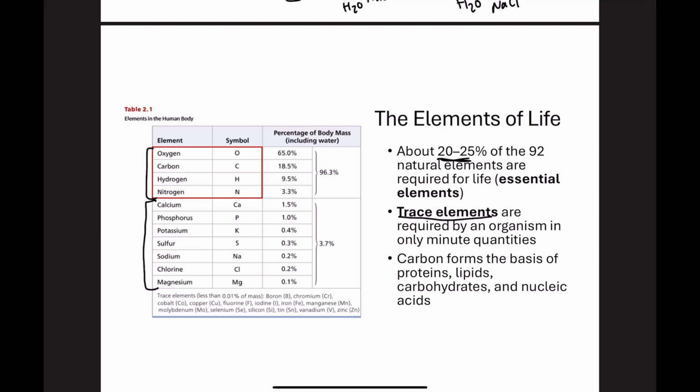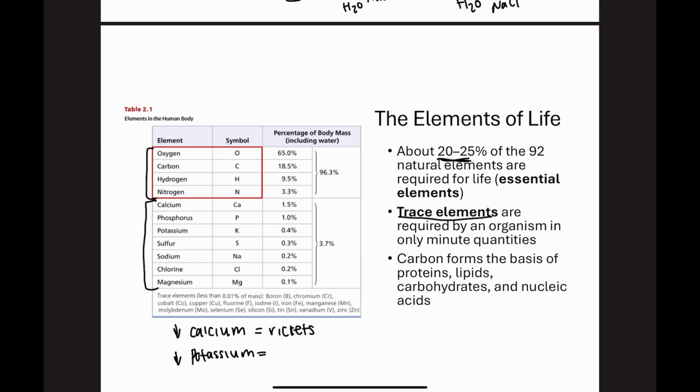For example, if there is a deficiency of calcium in children, they're going to get rickets. And rickets is going to cause bone deformities. Or if somebody has a deficiency of potassium, it's going to cause issues with their hearts. And that's because potassium is essential for proper muscle function and nerve transmission.